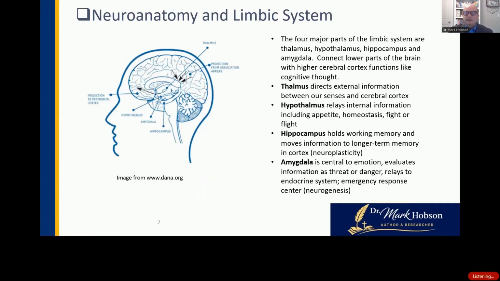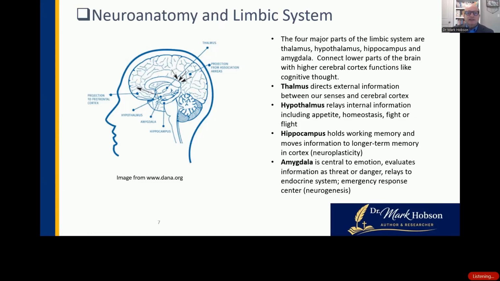On this side, let's discuss feelings with feeling. The four major parts of the limbic system, the feeling area, are the thalamus, the hypothalamus, the hippocampus, and the amygdala. These connect the lower parts of the brain with the higher cerebral cortex functions like cognitive thought.